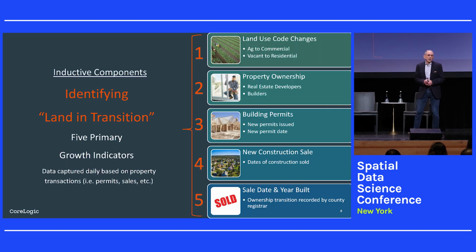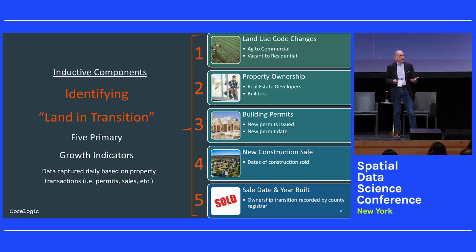We look at things called land in transition, and we look at about 5 key factual indicators on the ground. And it starts with knowing land use codes. So we at CoreLogic are a real estate and property intelligence company, and we've got a treasure trove of location-based data in our portfolio. And so we look at whether an agricultural land property goes into commercial, or whether a vacant piece of property goes into residential. And then we start looking at things like building permits and ownership. Well, these 2 factors alone, ownership and land use, may be all you need. That may be the only thing that you care about.